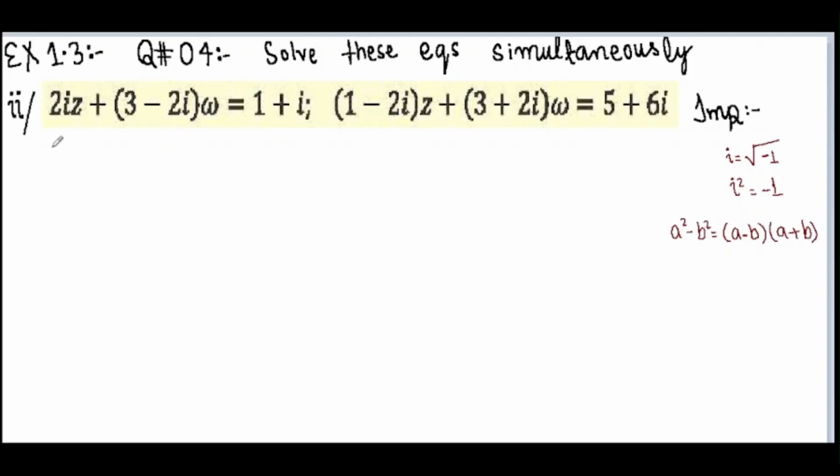It says 2 iota Z plus (3 minus 2 iota) into W equals 1 plus iota, and the second equation is (1 minus 2 iota) into Z plus (3 plus 2 iota) into W equals 5 plus 6 iota. So for this, all of them contain imaginary part. Here we can see Z contains imaginary part, W contains imaginary part. Again, in the second equation, Z also has an imaginary part and W also. So we cannot separate it using this formula or this technique.